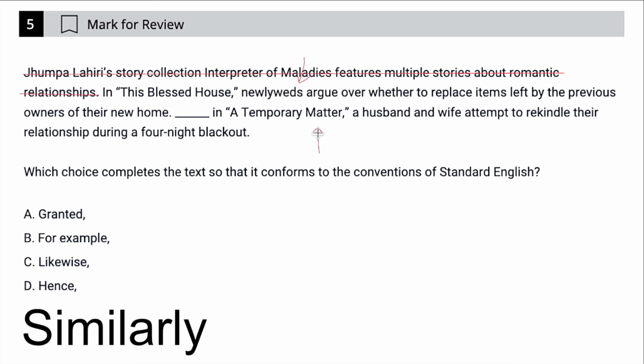So "granted" does not go with "similarly." "For example" does not go with "similarly." "Likewise" does, hence does not. So my answer is choice C, "likewise."